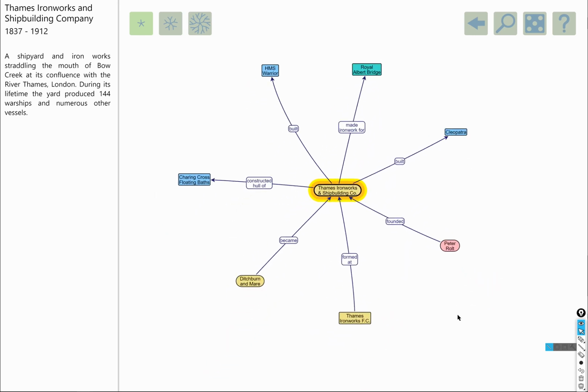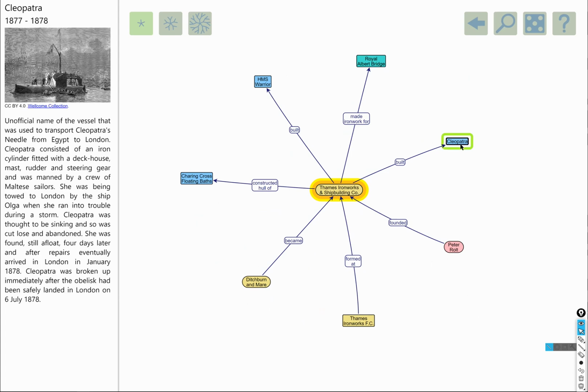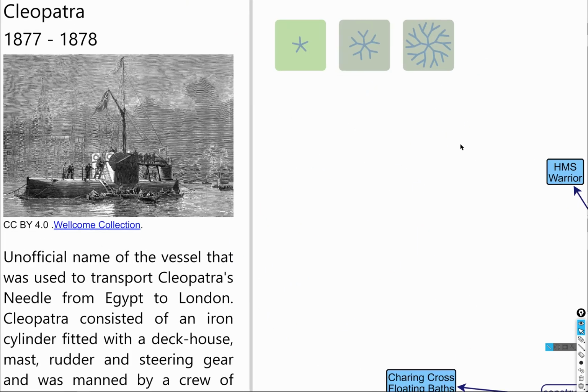We probably ought to have a huge number more ships on this node, but we're going to look at a couple of quirky things that they got up to. Over here on the right of the diagram, we've got the Cleopatra, which is the unofficial name of the boat, if you can call it a boat, that was used to transport Cleopatra's Needle from Egypt to Britain. So I'm just trying to blow this up. You might be able to see it a bit better.